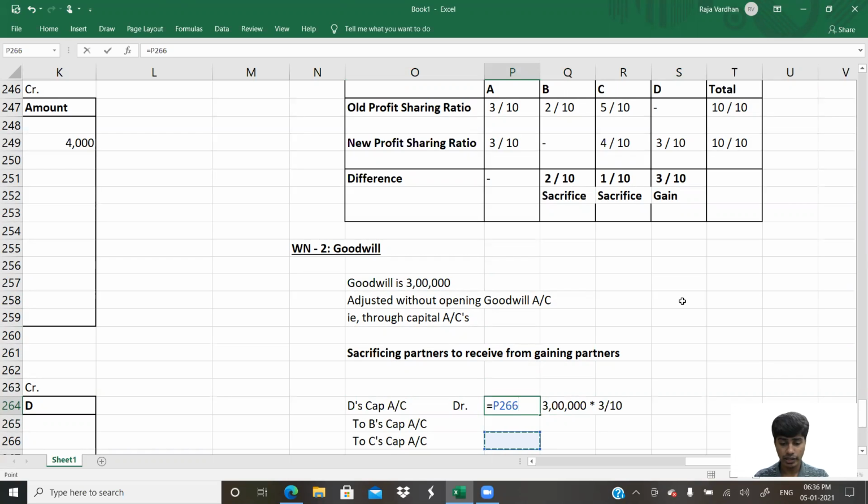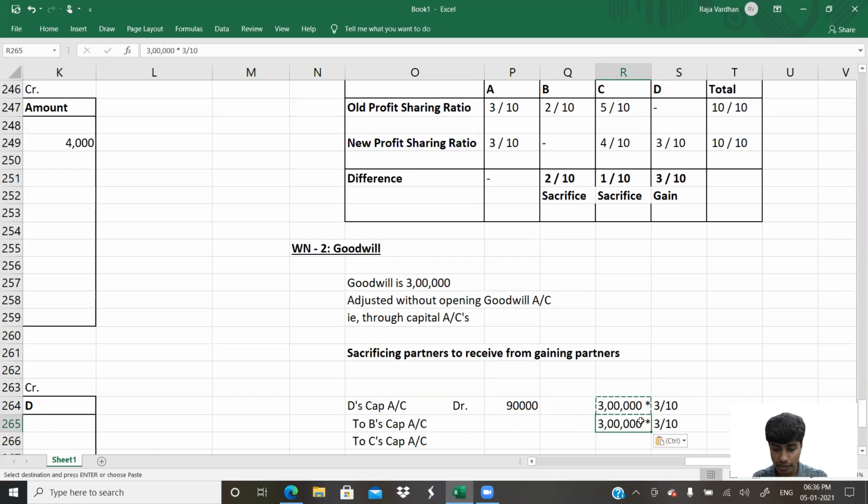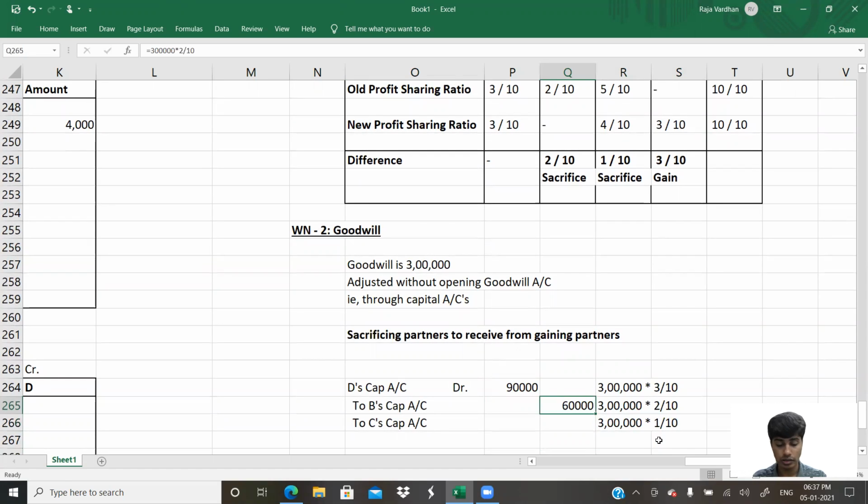Let us do it. 3 lakh into 3 divided by 10. Technically 90,000 rupees. Okay, B. How much is B's loss? B's loss is 2 by 10. So you would have to do 3 lakh multiplied by 2 by 10. How much is that? 60,000 rupees is what he is losing. You should get that. So what about C? C, it is 3 lakh into how much? 1 by 10. How much is that? That is 3 lakh into 1 by 10, which is 30,000.